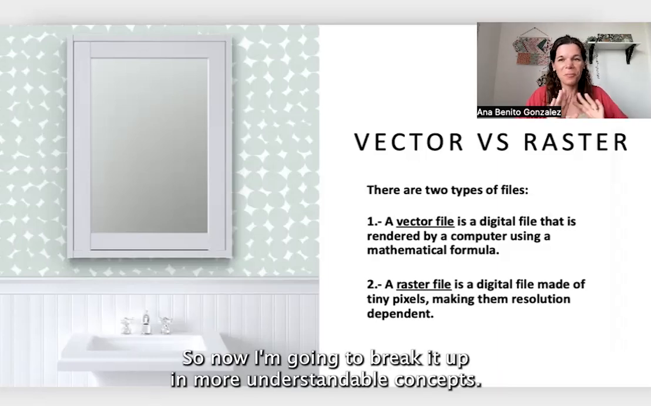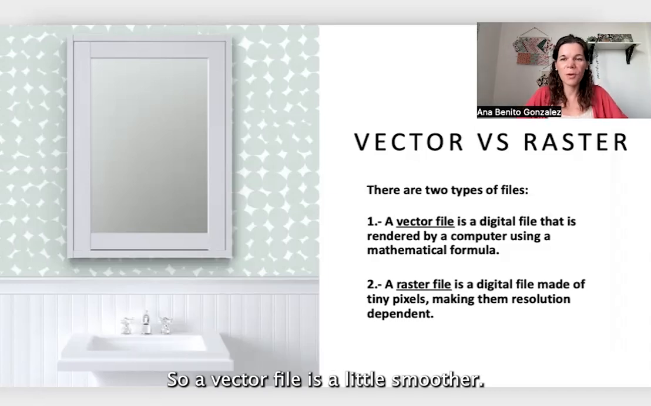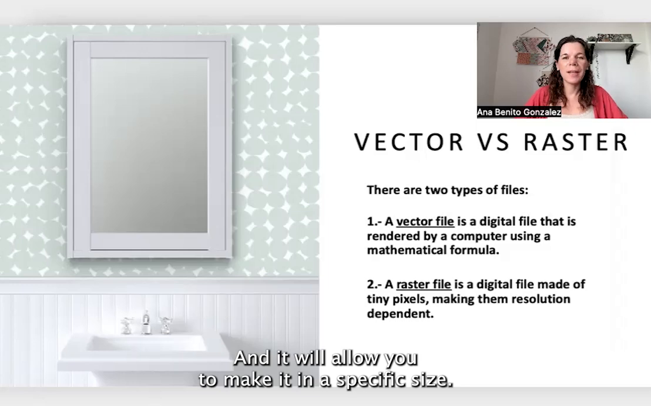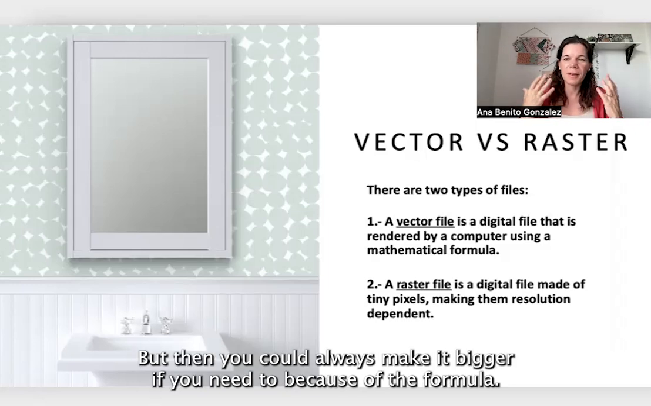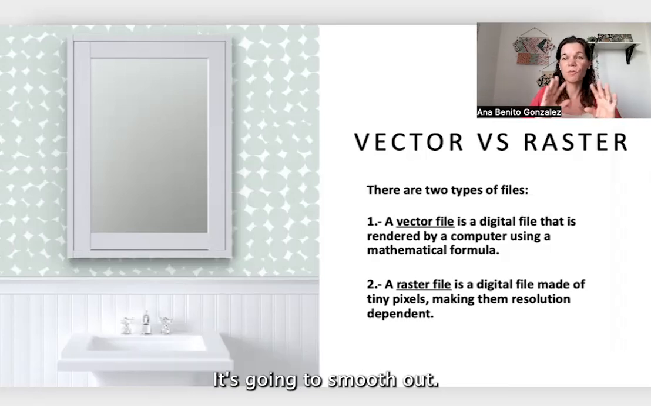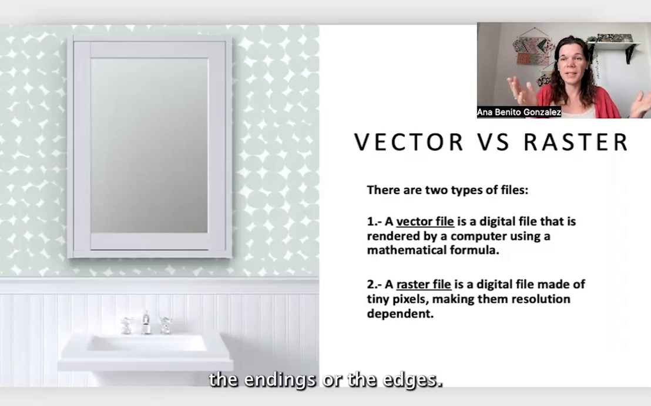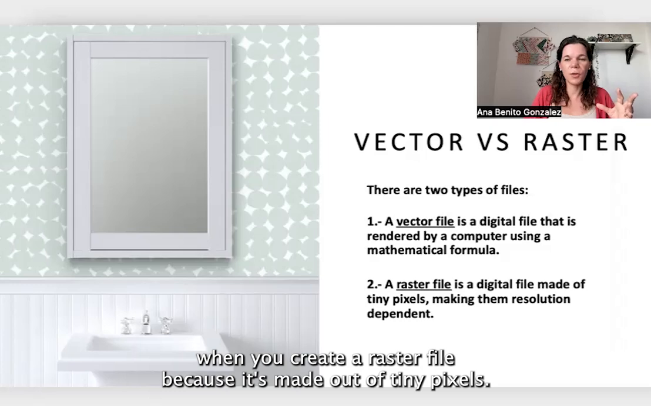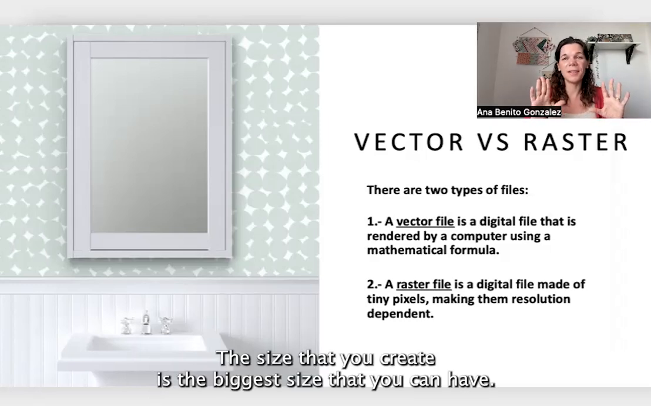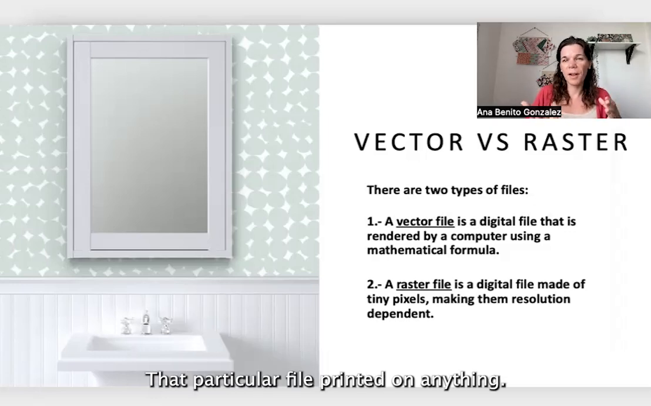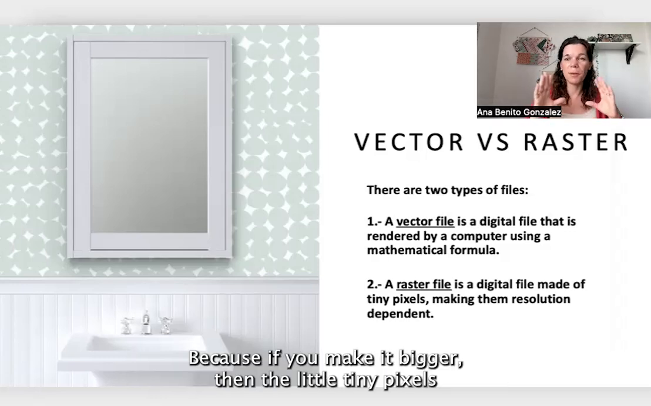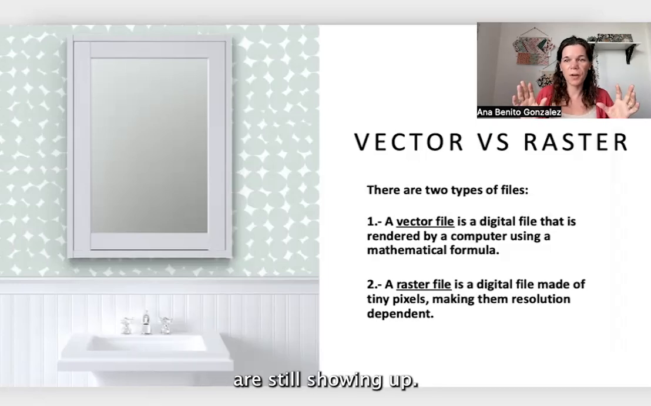So now I'm going to break it up into more understandable concepts. A vector file is a little smoother and it will allow you to make it in a specific size, but then you could always make it bigger if you need to. Because of the formula, it's going to smooth out the endings or the edges, so the file looks better. When you create a raster file, because it's made out of tiny pixels, the size that you create is the biggest size that you can have that particular file printed on anything. Because if you make it bigger, then the little tiny pixels start showing up.